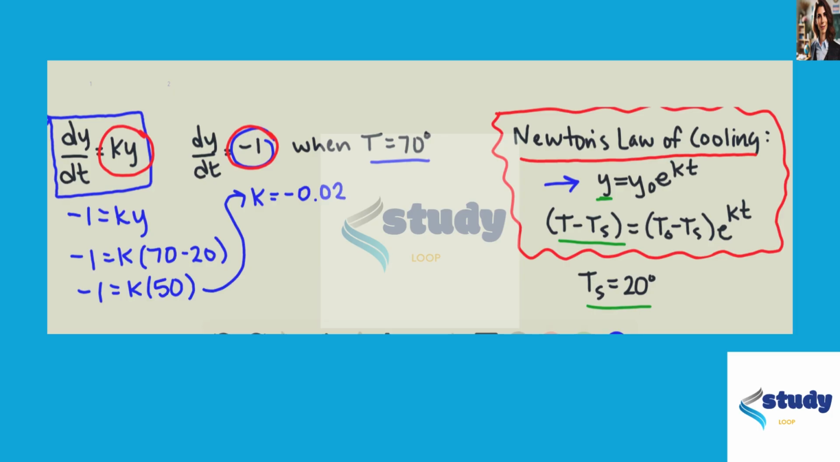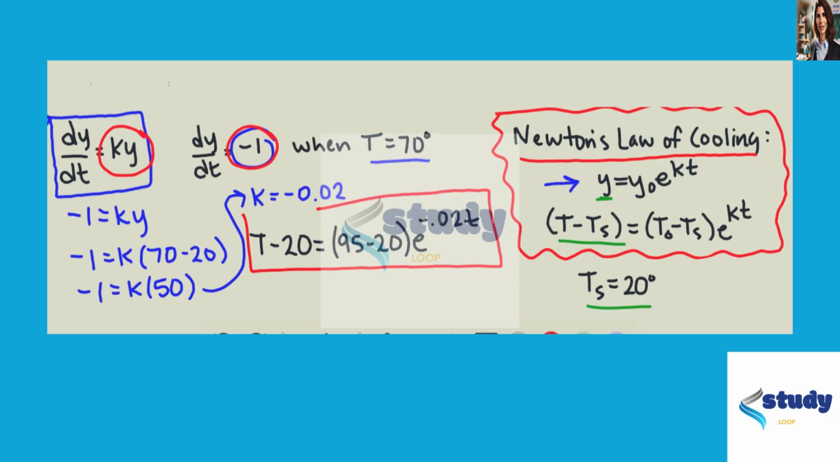So we can put that into our model for Newton's law of cooling for this problem. We have the temperature of the object, T, minus the temperature of the surroundings, 20, is equal to the initial temperature of the object, which we're told is 95 degrees, the initial temperature of the coffee, minus the temperature of the surroundings, 20, multiplied by e raised to the k times t. We just found k, so here's our model, and what we want to know is how long does it take for the coffee temperature to get to 70?